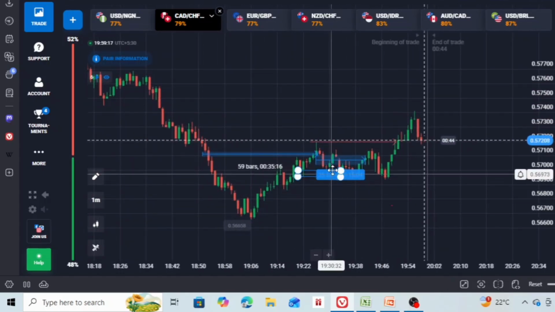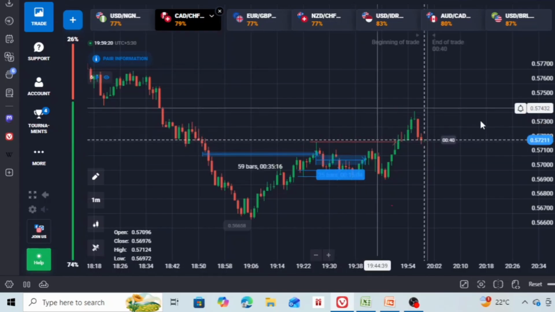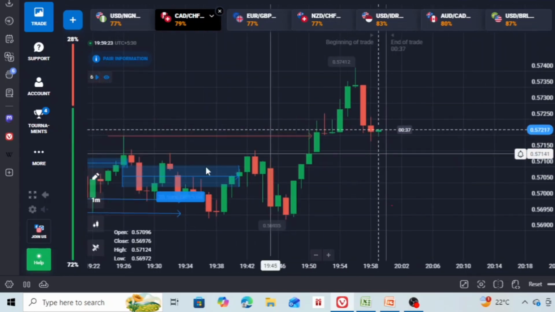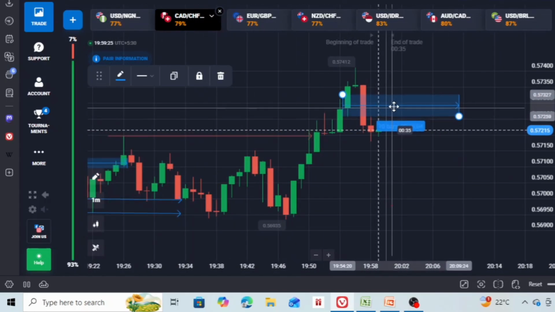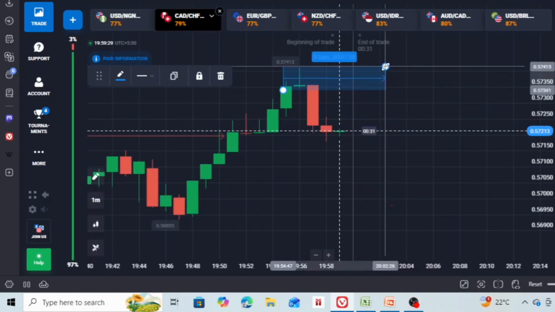So the lower low, the inducement, swept. So the liquidity has been taken multiple times. This is the fair value gap.